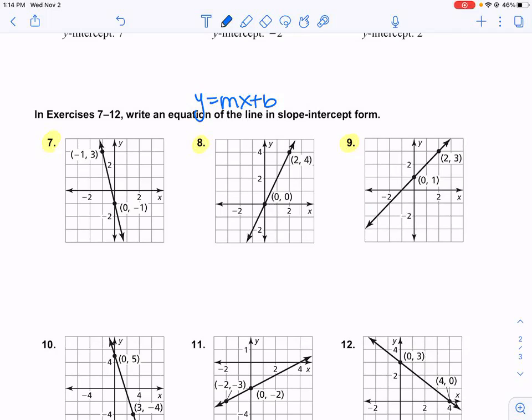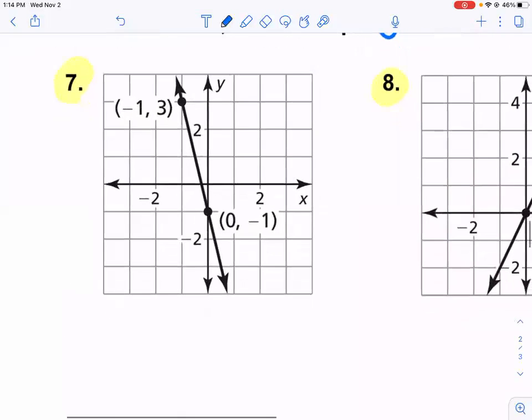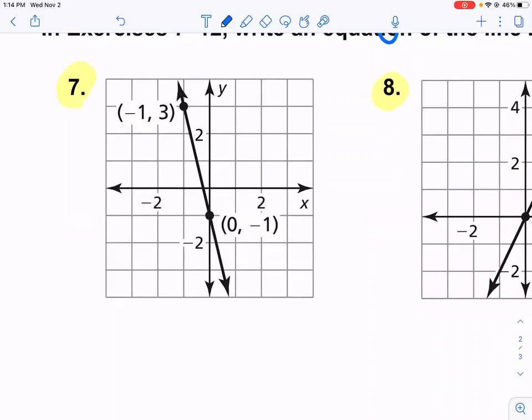All right, let's go ahead and talk about these. Eyes up here. Nirvan, what's our slope for number 7? He said -4 with a question mark in his voice. Colin, how did he get -4? It's because he went down to get to the same level as 0, -1, and then just went over 1.